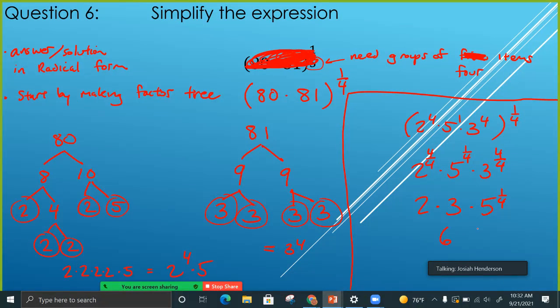That becomes 6. 5 to the 1/4, now it's time to convert this thing. So 4th root of 5. So my answer is 6 times the 4th root of 5. In Edmentum, our answers will be converted to radicals.